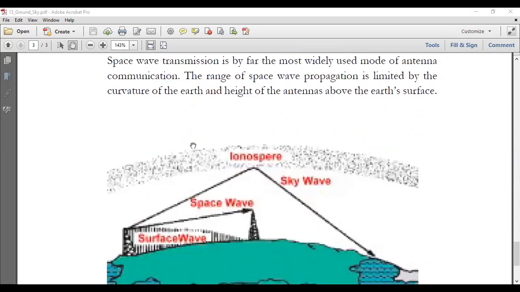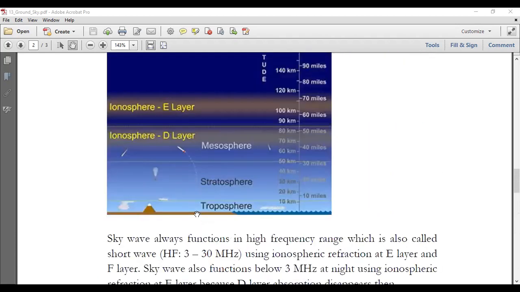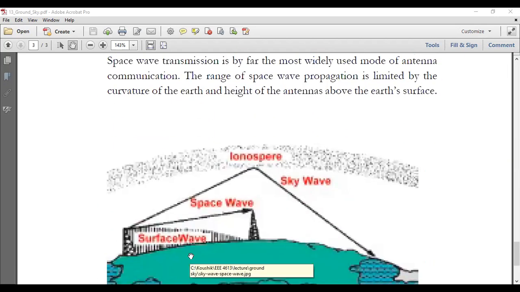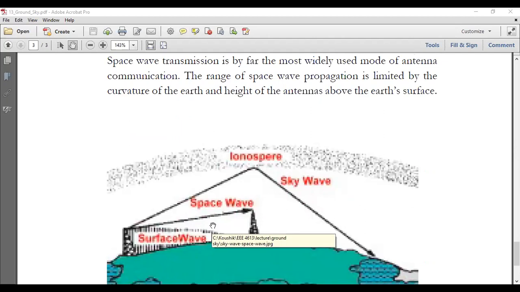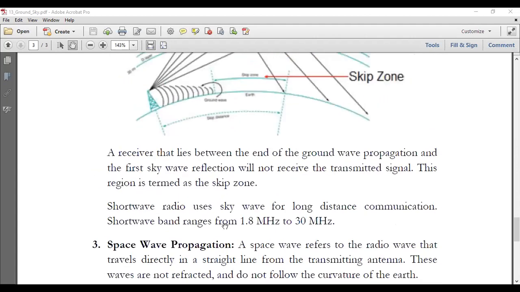Thirdly, space wave propagation, which means what we have talked about so far in this course. You send the signal towards your receiver without considering the Earth's surface to take the signal, or the sky wave. Rather, the direct path between them. So this is called space wave propagation.